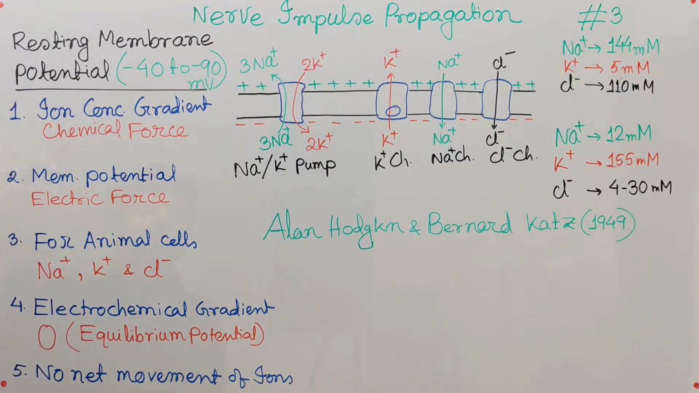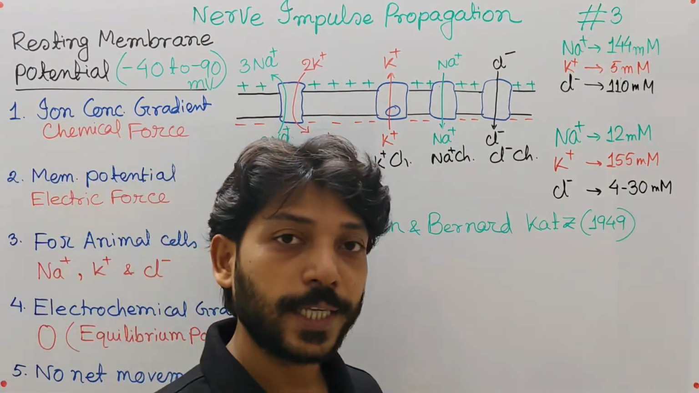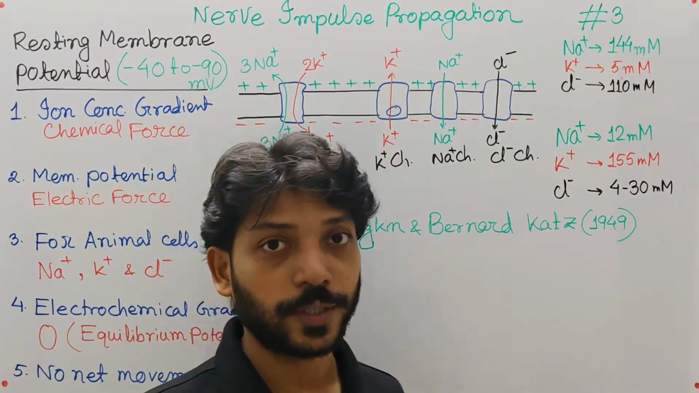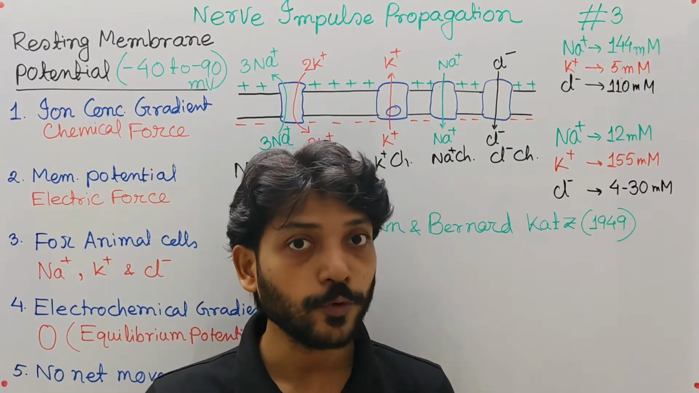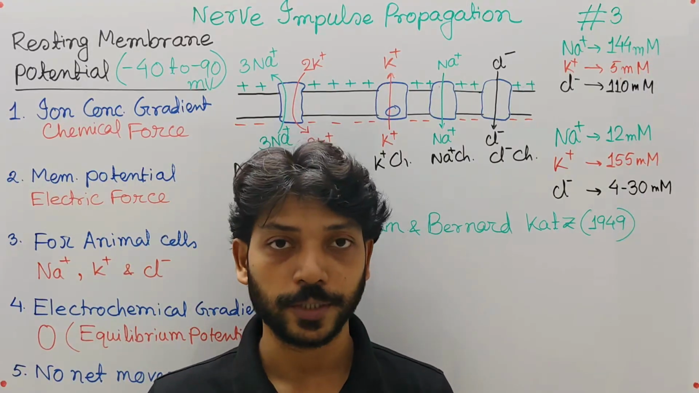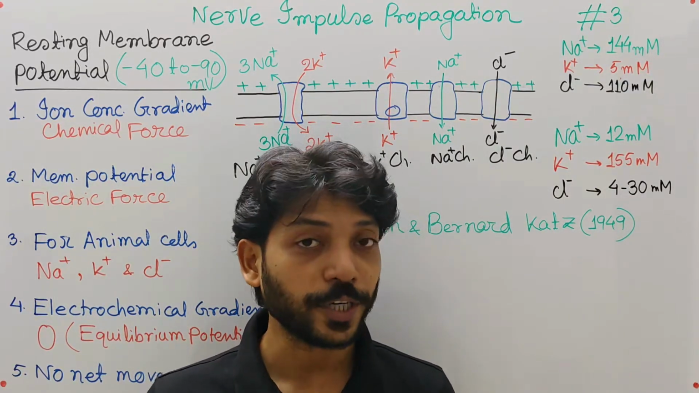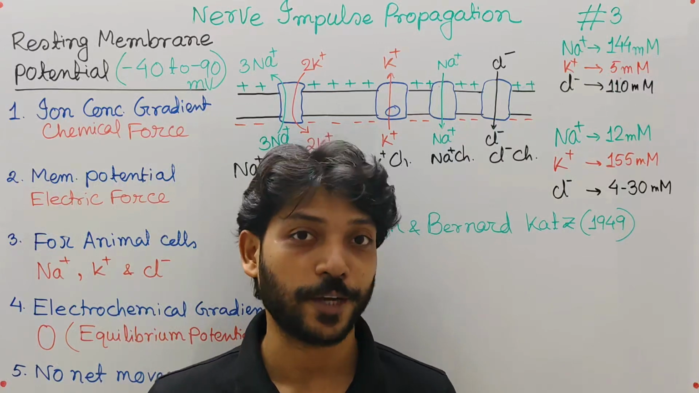Now, why is there a resting membrane potential at all in an unexcited neuron? The answer is due to the movement of ions. So ion movement creates this resting membrane potential. This is the first answer. Now the question is why there is movement of ions.